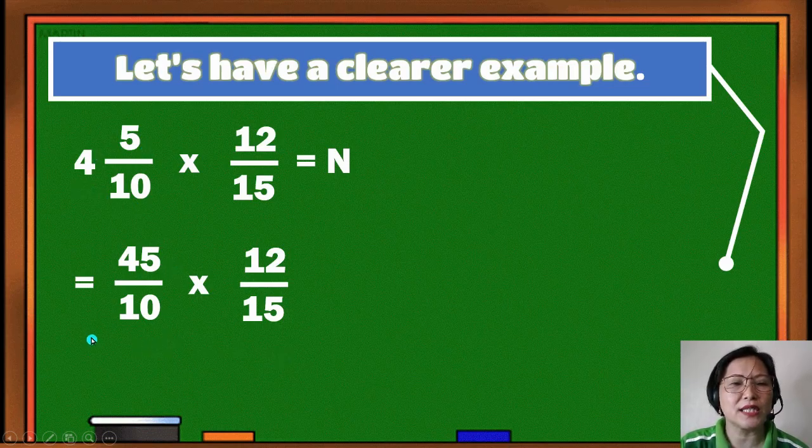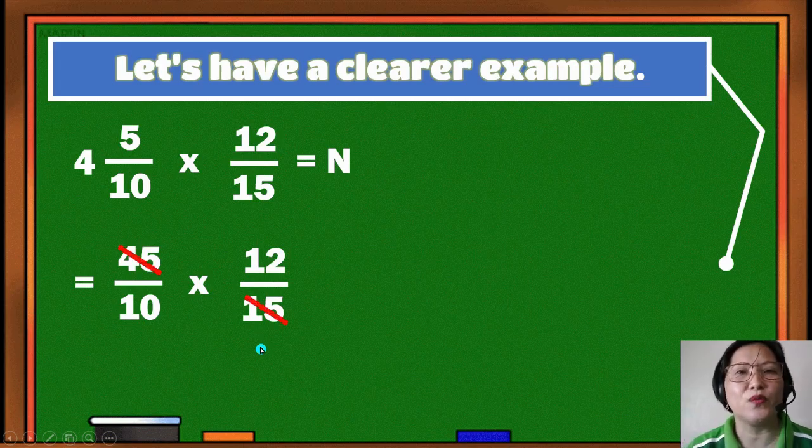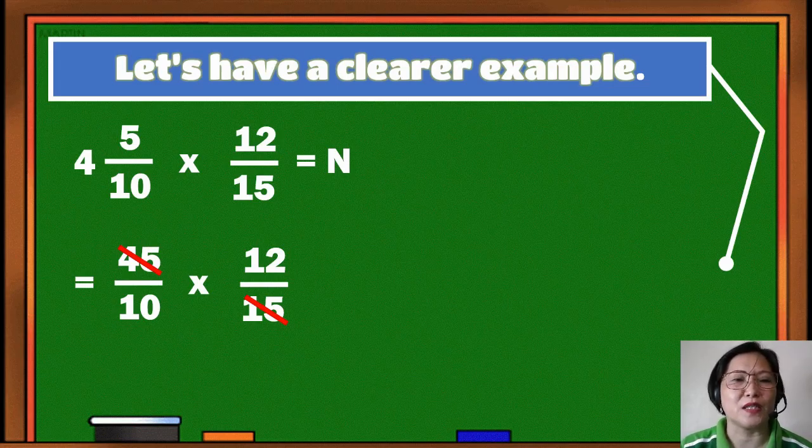So look at this now. Once again, we're going to apply cross cancellation. So look at 45 and 15 as well as 10 and 12. Is there a greatest common factor for 45 and 15? Yes, there is. So we will cancel them. And what is that greatest common factor? You're correct. That is 5.